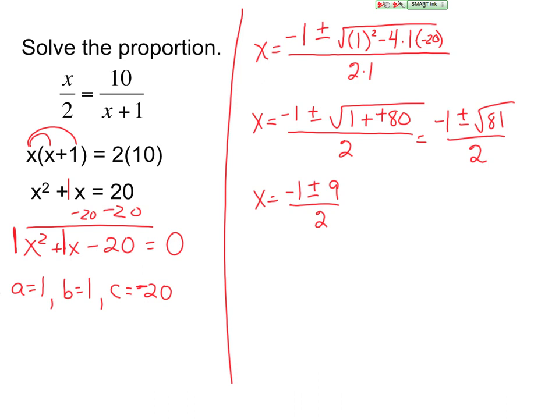So there's going to be two answers on this. One is what you get when you add. The other is what you get when you subtract. So x is going to be negative 1 plus 9. That's 8 divided by 2, 4. And then negative 1 minus 9, which is negative 10, divided by 2, negative 5. So to solve that proportion, x could be 4, x could be negative 5.